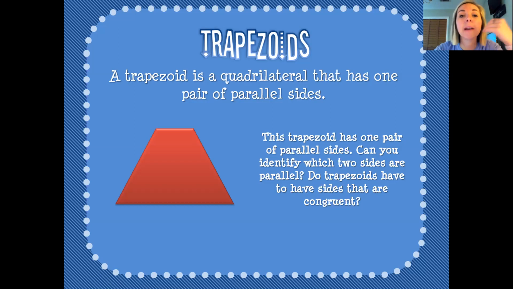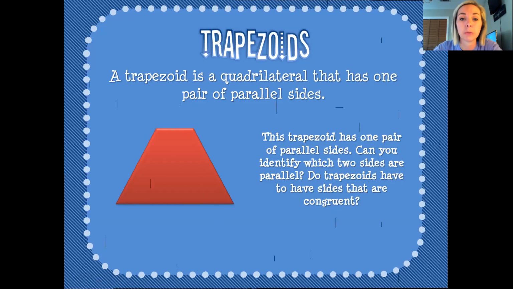That's the attribute that makes the trapezoid unique. So it has 1 pair of parallel sides. Can you identify which 2 sides are parallel? And do they have to have sides that are congruent? So remember, if they're congruent, they're equal. My question to you is, do you think this side is going to be the same length as this side? That would make them congruent. Do you think they are? If you said no, give yourself a brain kiss. This side is much smaller than this side. So a trapezoid has 1 pair of parallel lines and 4 sides. That is their 2 attributes.